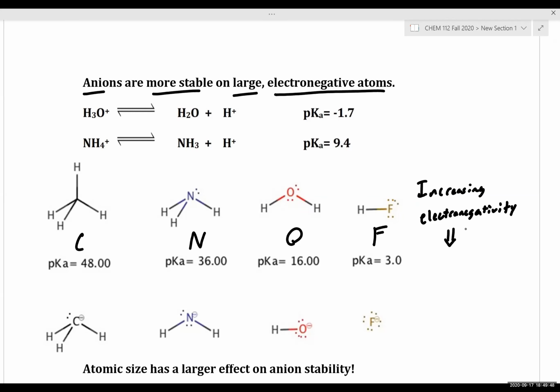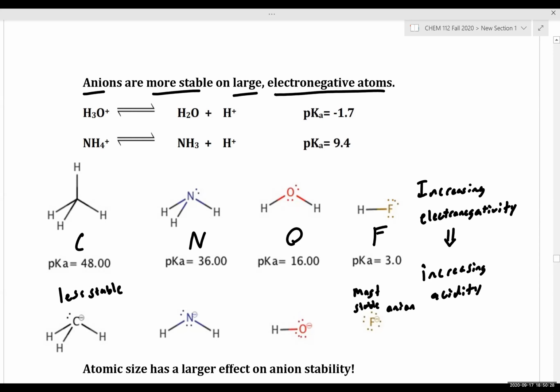As we get more and more electronegative atoms bonded to our proton, does our acidity increase or decrease? Yeah, we have increasing acidity. Why? Because the carbon-centered anion is less stable than a nitrogen-centered anion, which is less stable than an oxygen-centered anion. Fluoride is our most stable anion.